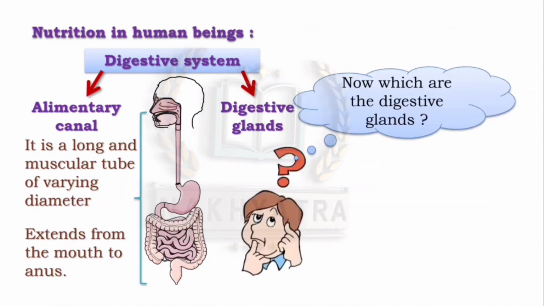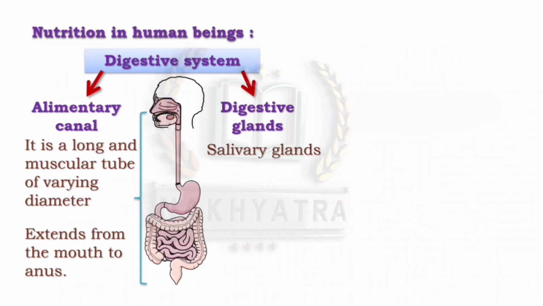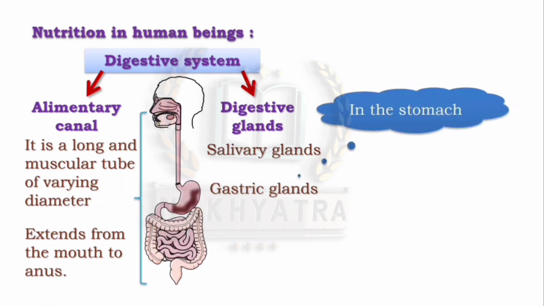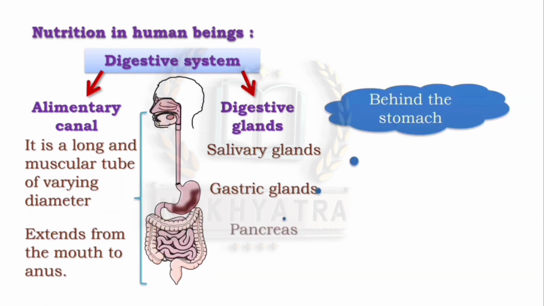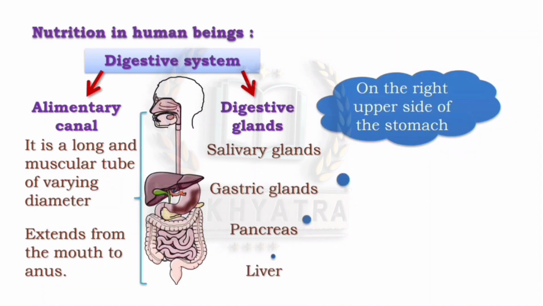Okay, now which are the digestive glands? Let us see. First one is the salivary glands, which are present in the buccal cavity, that is, in our mouth. Second one is the gastric glands, which are present in the stomach. Third one is the pancreas, which is present behind the stomach. Can you see here? The yellow one, it is called the pancreas. And the last one is the liver, which is present on the right upper side of the stomach.